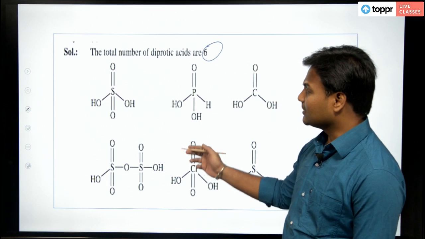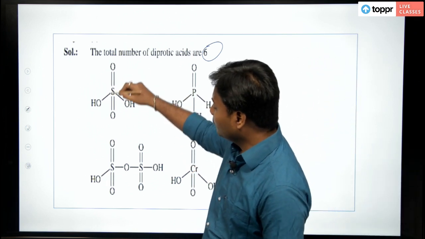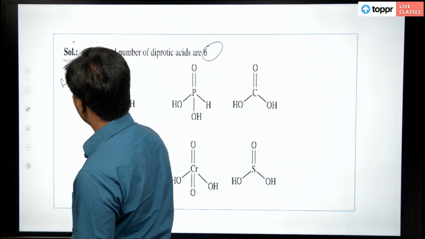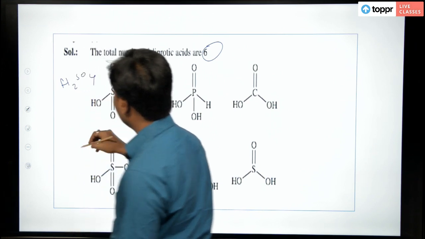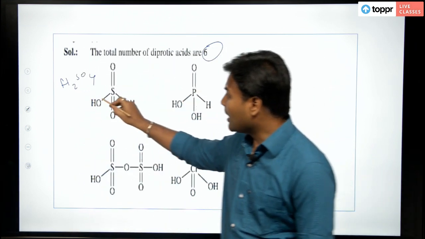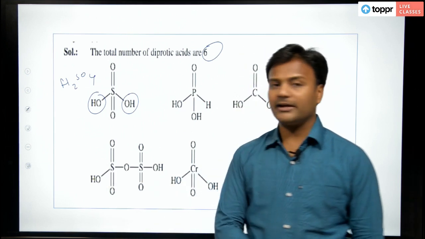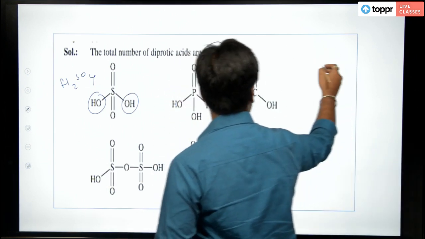Look at these structures. If you say sulfuric acid, obviously you should know this, you have this OH and this OH. If it is blurred, I am writing it down here.